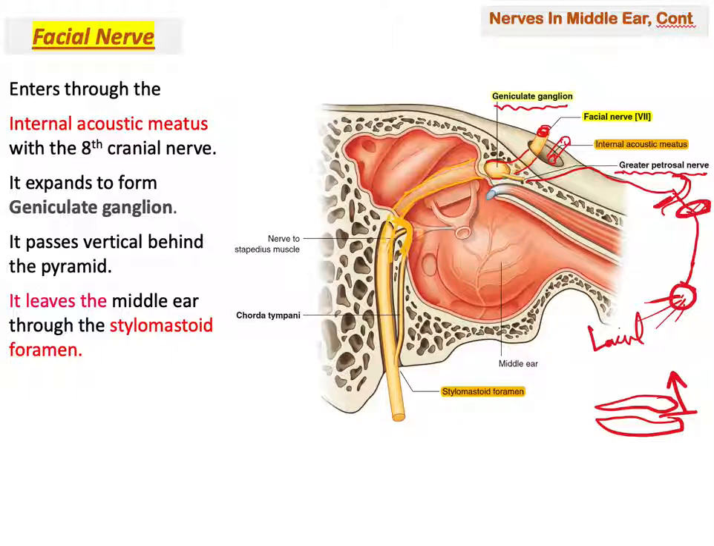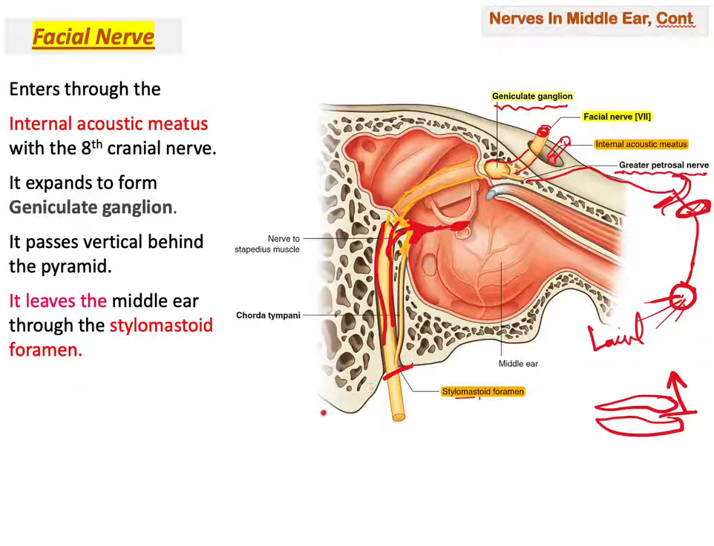Once it passes behind it, you remember the pyramid is the site for attachment of the stapedius muscle. This is the smallest muscle in your body, attached to the neck of the stapes. It is innervated by a nerve called the nerve to stapedius, which is the second branch of the facial nerve. Now the facial nerve continues down until it leaves through this foramen, which is called the stylomastoid foramen.